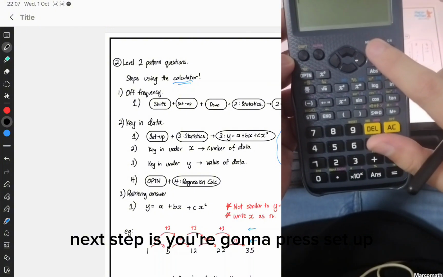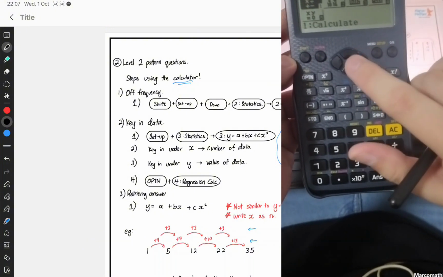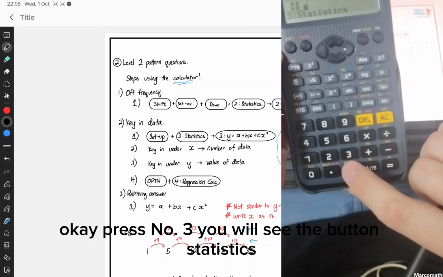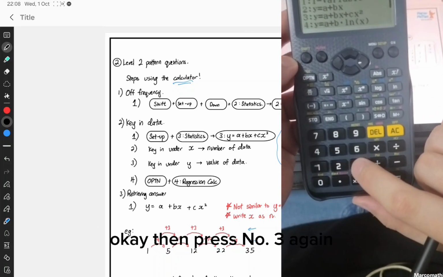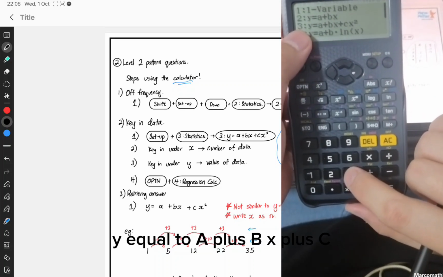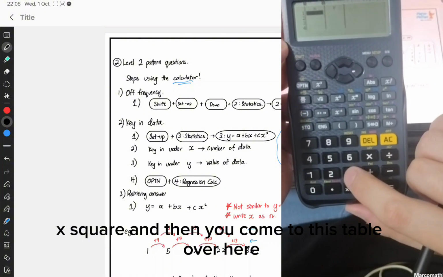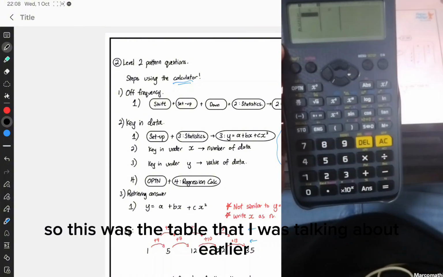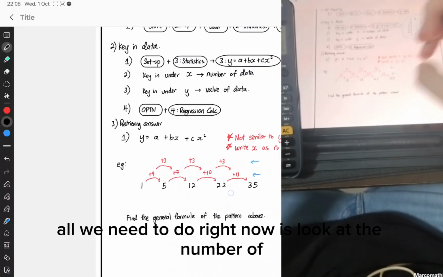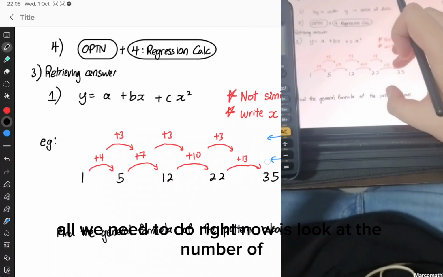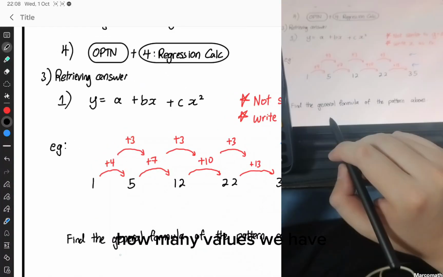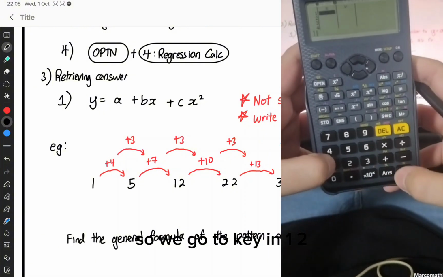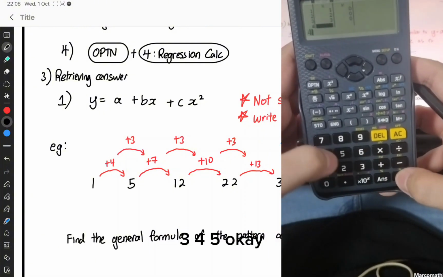Next step is you're going to press setup. Okay, press number 3, you'll see the button statistics. Okay, then press number 3 again, y equal to a plus bx plus cx squared. And then you'll come to this table over here. So this was the table that I was talking about earlier. Okay, now all we need to do right now is look at the number of how many values we have. So in this case we have 5 values over here. So we're going to key in 1, 2, 3, 4, 5.